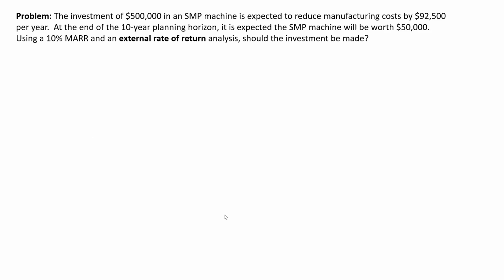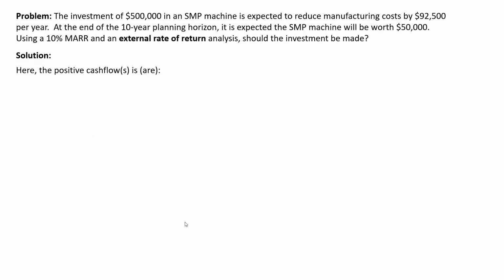The investment of $500,000 in an SMP machine is expected to reduce manufacturing costs by $92,500 per year. At the end of the 10-year planning horizon, it is expected the SMP will be worth $50,000. Using a 10% minimum attractive rate of return and an external rate of return analysis, should the investment be made?